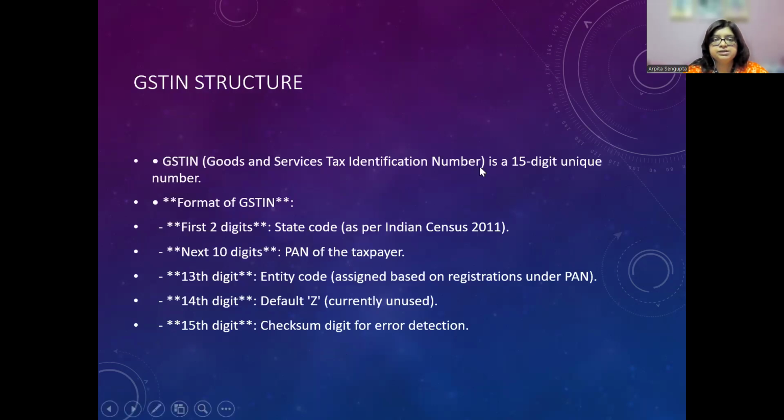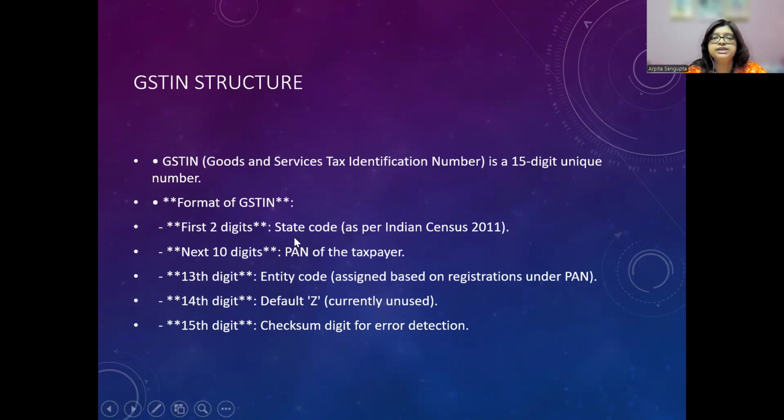Now, whenever a person who is liable to get registered under GST, based on the threshold limit, will get a unique GST registration number, which is known as GSTIN. What is the GSTIN structure? It is a 15-digit alphanumeric code, alphabetic and numeric.